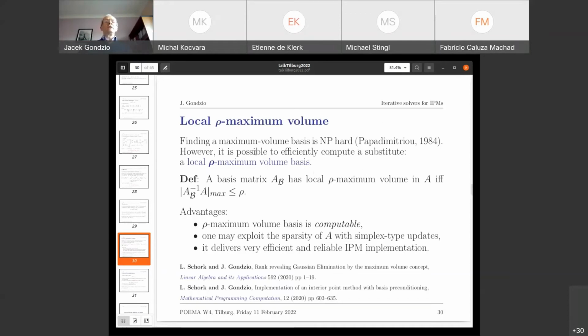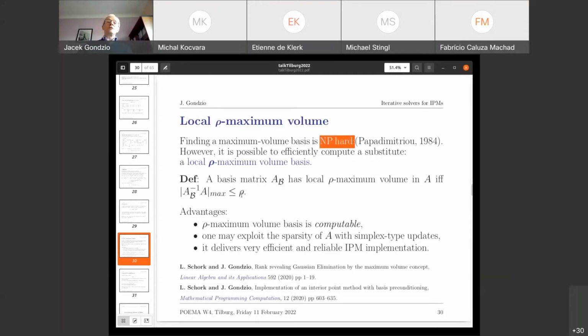But what we could do is relax this maximum volume requirement, replace it with something that is computable, which is called a local row maximum volume basis. Local row maximum volume basis is the basis AB such that when you compute AB inverse times the matrix A, the largest element in this matrix cannot exceed a given parameter rho. So it will not be the maximum volume. For maximum volume, rho should be 1. If you ask for 1 here, it's a hell of a job. It would be NP-hard.